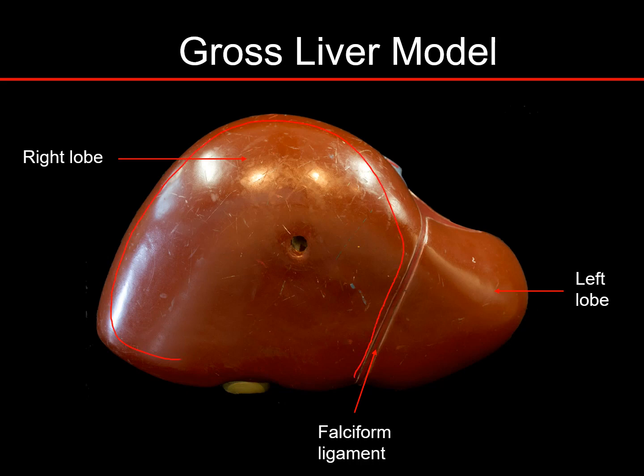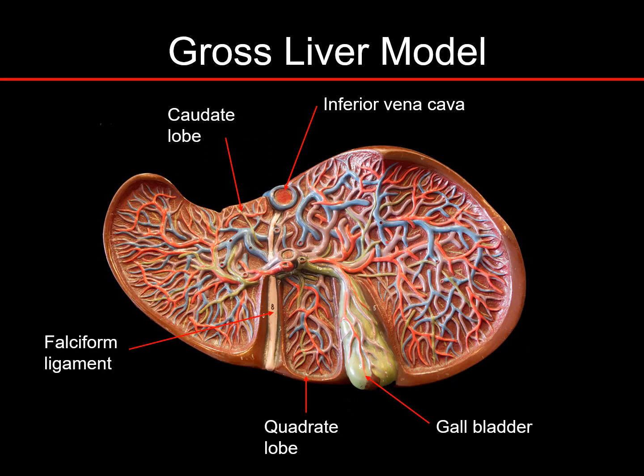So if we take a look at the model of the liver, the right lobe is definitely the largest. So this whole right side of the liver is all the right lobe. You can see the gallbladder here sticking out underneath. Now we have the smaller left lobe. So this is the anterior side of the liver. And then this line here in between the 2 lobes is the falciform ligament. I think on the underside it shows a white line, which is a little bit more helpful.